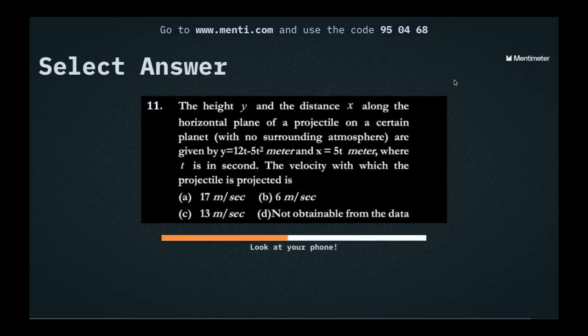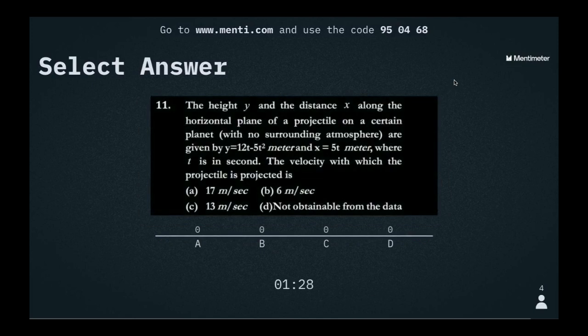The height y of the distance and the distance x along the horizontal plane of a projectile on a certain planet are given by y equal to boom and x equal to boom, where t is in seconds. The velocity with which the projectile is projected is. Okay, got it. I got it.